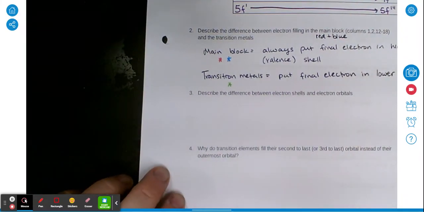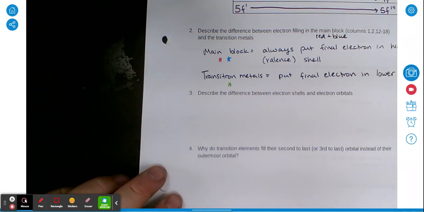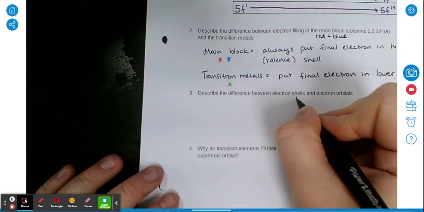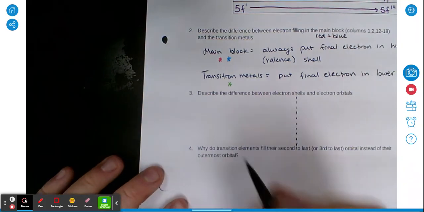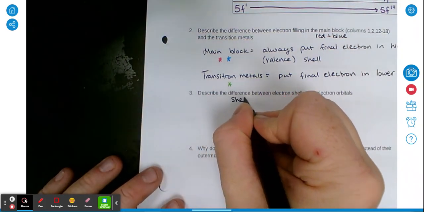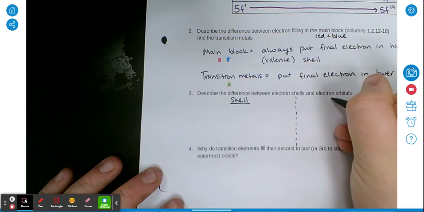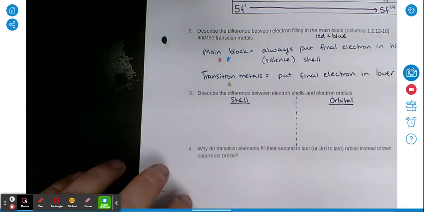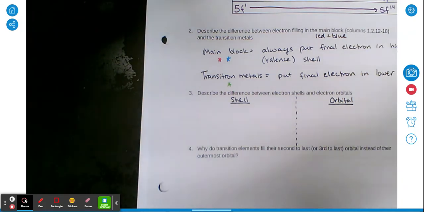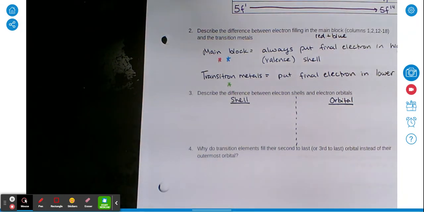All right, question 3. Describe the difference between electron shells and orbitals. Now, anytime I have a question that says describe the difference, I'm going to almost immediately divide my paper in half so I can talk about both. Now, if I was you guys and I hadn't been working with this vocabulary for as long as I have, I would then pull back out my notes.